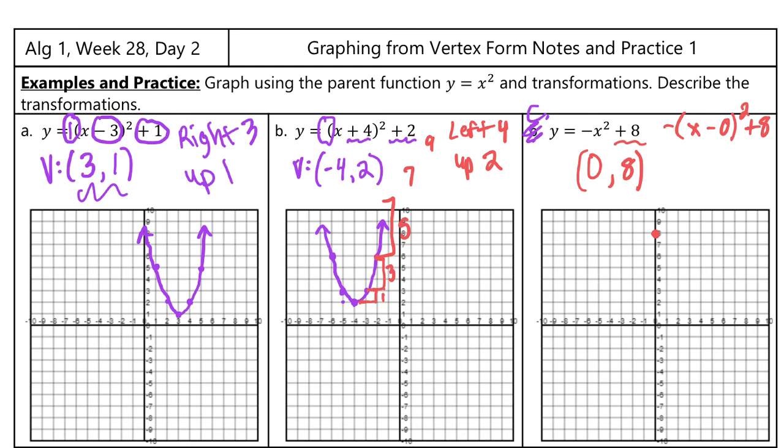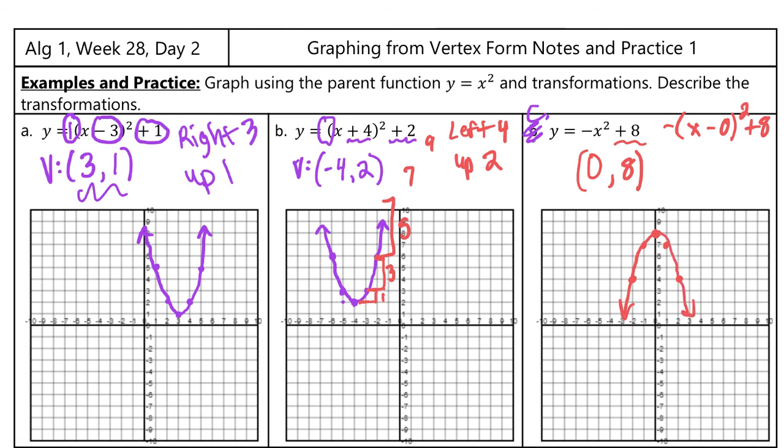So normally we go out 1 and up 1, but the negative is going to make us, from the vertex, go out 1 and down 1, so that it opens down. And then it's going to go out 2 and down 4. And this is what our parabola looks like.